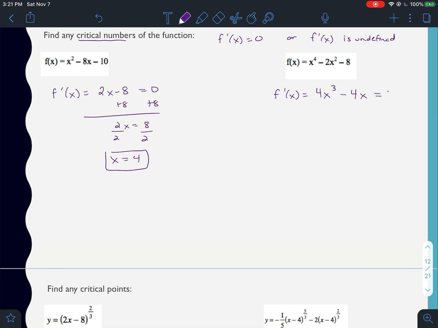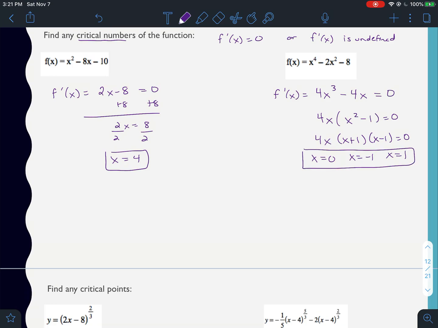On the next one, we'll take the derivative. And the derivative of this one is 4x to the third minus 4x. And we want to know where this is equal to 0. Well, I can factor out a 4x. And I'd be left with x squared minus 1. And so I can factor that further. This would be x plus 1, x minus 1. And where is this 0? Well, it's 0 at 0, at -1, and at +1.